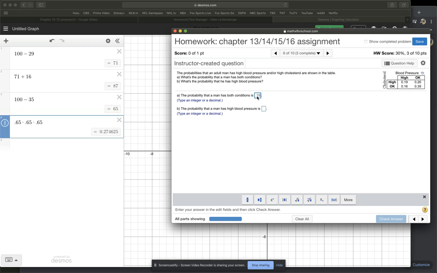Okay. The probability that a man has high blood pressure, so just high blood pressure. So you could have high blood pressure and high cholesterol. You could also have high blood pressure and okay cholesterol. So the probability of high blood pressure is this whole column here. So that's 19% plus 16%. So 19 plus 16 is going to be what? 35? So 0.35.